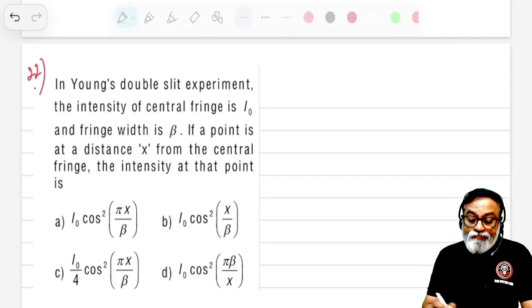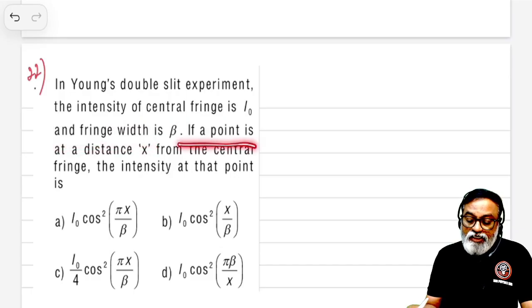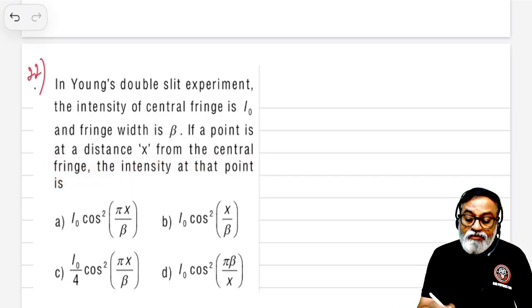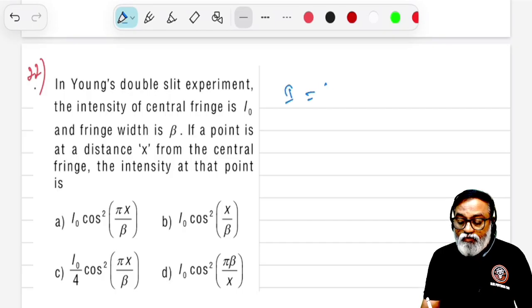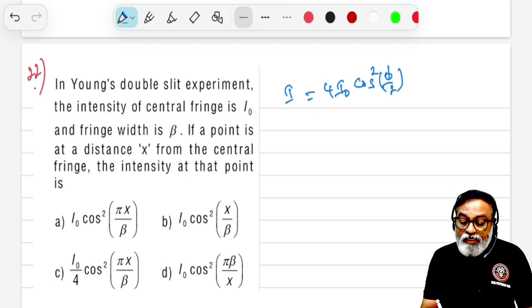Next one. In Young's double slit experiment, the intensity of the central bright fringe is I naught and the fringe width is beta. If a point is at a distance x from the central fringe, then what is the intensity at that point? So here, the general intensity I is equal to 4 I naught cos square phi by 2. But here, the central fringe is given as I naught. Therefore, I is equal to I naught cos square phi by 2.